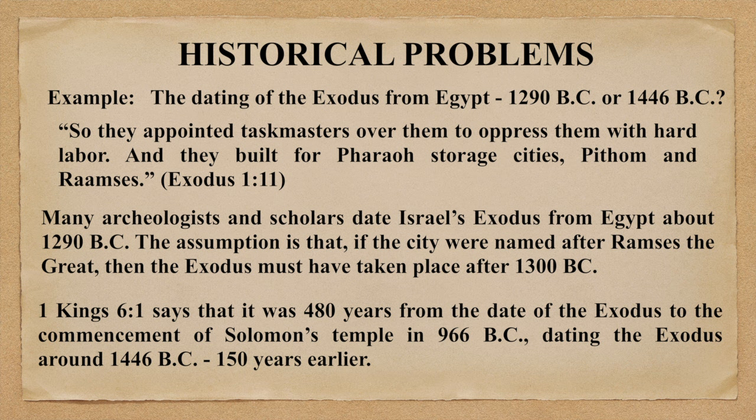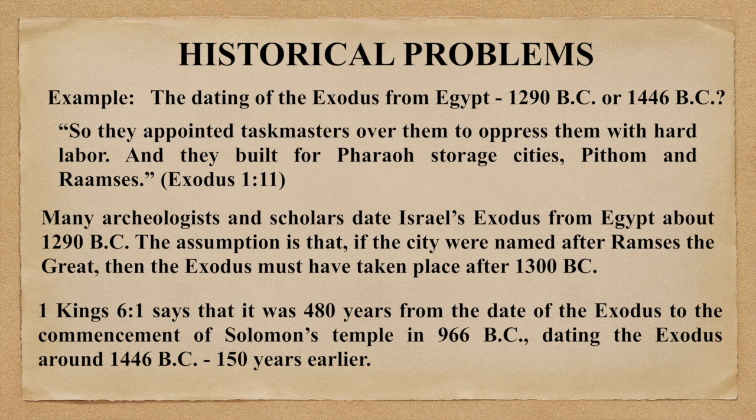So another type of apparent historical problem that is often brought up from within the biblical text itself is how it relates to secular historical information, particularly that of archaeology. Many archaeologists and scholars date Israel's exodus from Egypt to be around 1290 BC. This is based primarily on the reference in Genesis 1:11 to the city of Ramses as the site where the Israelite slaves worked. The assumption is that if the city were named Ramses the Great, then the exodus must have taken place after 1300 BC.